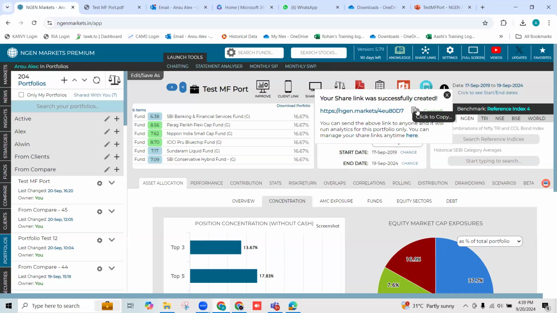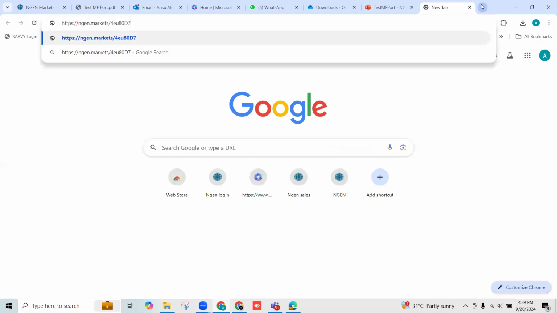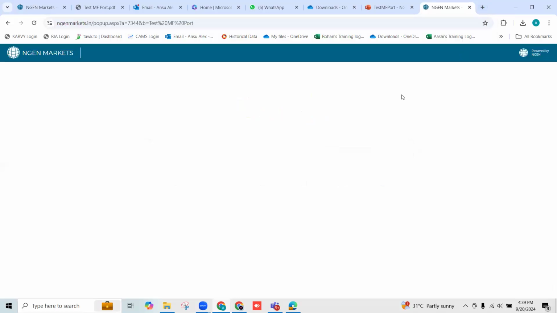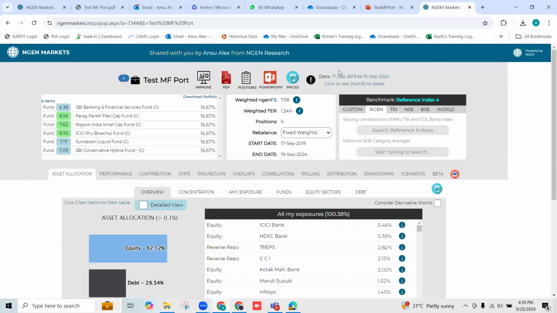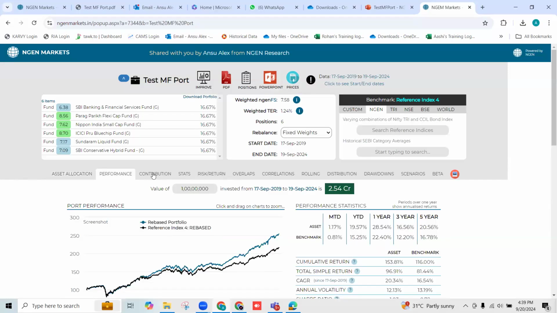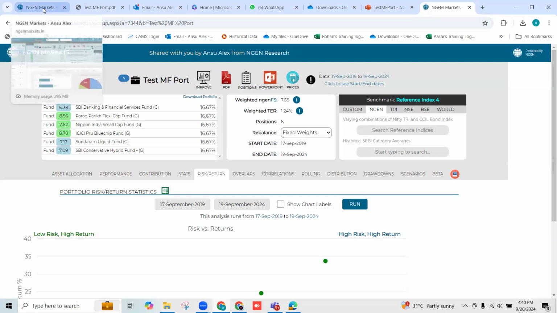A link gets generated. So this link, you could share it across with your clients as well. Meaning your client would not be having a login of NGEN Markets. But by sharing this link, they would be able to see the exact same portfolio analysis that you as a user could see on the NGEN Markets platform. All the tabs on this portfolio level is something that you could see when you share this with your client. So since we had locked the start and end date, there is no option to change them. And as I mentioned, the maximum time period the link could be available is 7 days. Now, this was the share link.